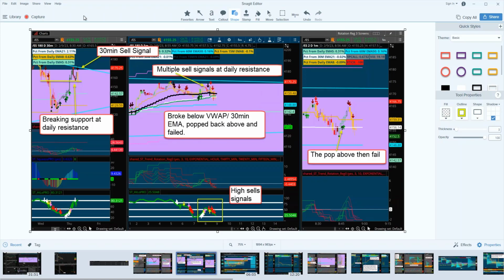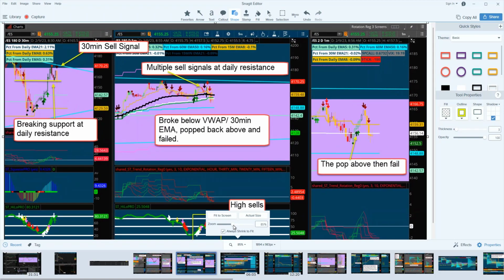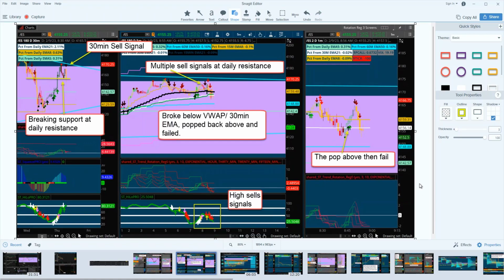Now next, here's what was triggering me short, if you will, besides the volume. If you've been following me for a while, I've talked about break and retest and fails and things like that. Well, let me make this fit to screen. Okay, I guess that's good enough. So over here in the 30-minute chart, we have a 30-minute sell signal, which is that arrow right there. And see this level of support? It's happening against daily resistance. So it was above it, then broke below it.